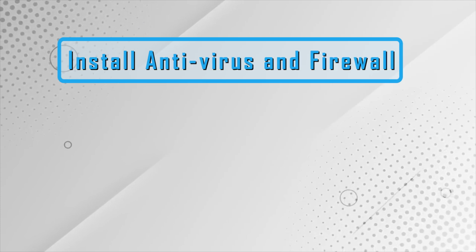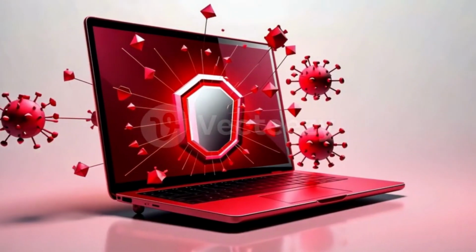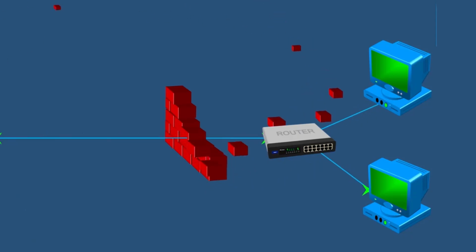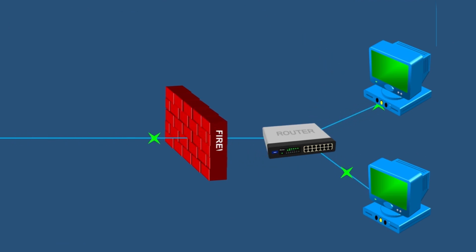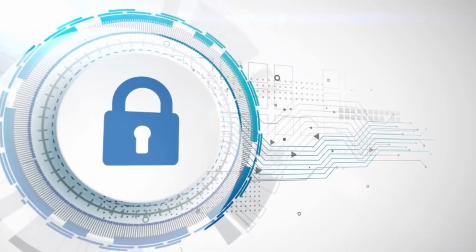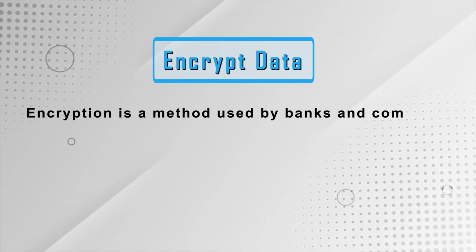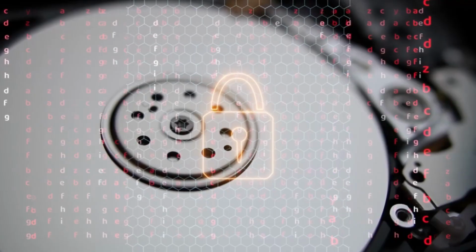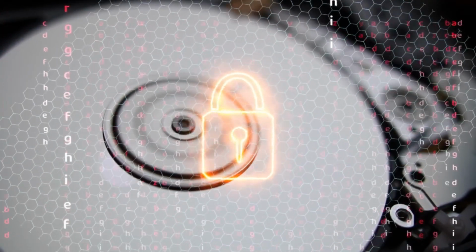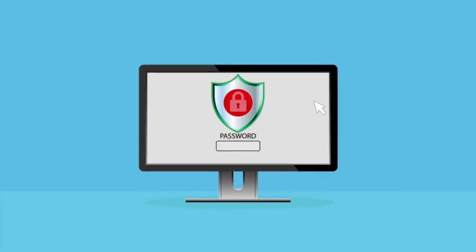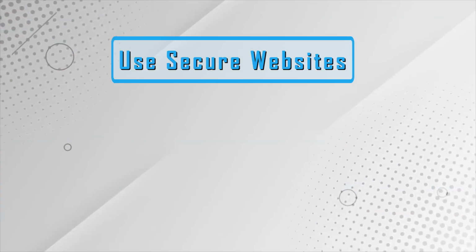Second, install antivirus and firewall. Antivirus software helps detect and remove viruses, while a firewall monitors data coming in and out of your computer to block any harmful intrusions. These tools work together to protect your computer from threats. Third is encrypt data. Encryption is a method used by banks and companies to protect sensitive information. By encrypting the hard drive, the user must enter a decryption password to access the data, ensuring that only authorized individuals can use the computer.